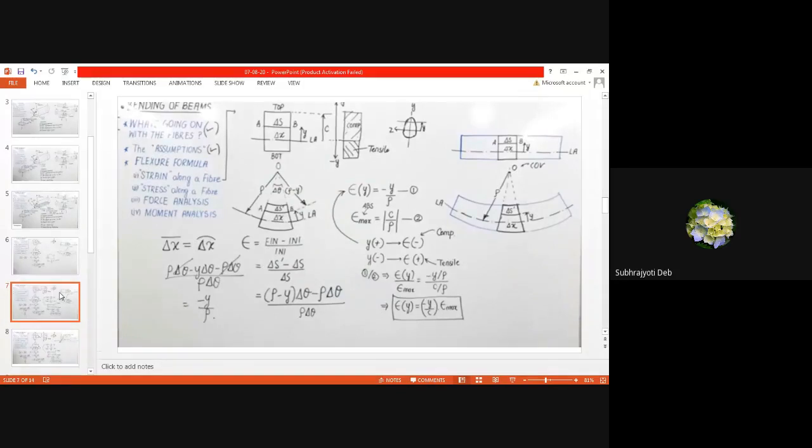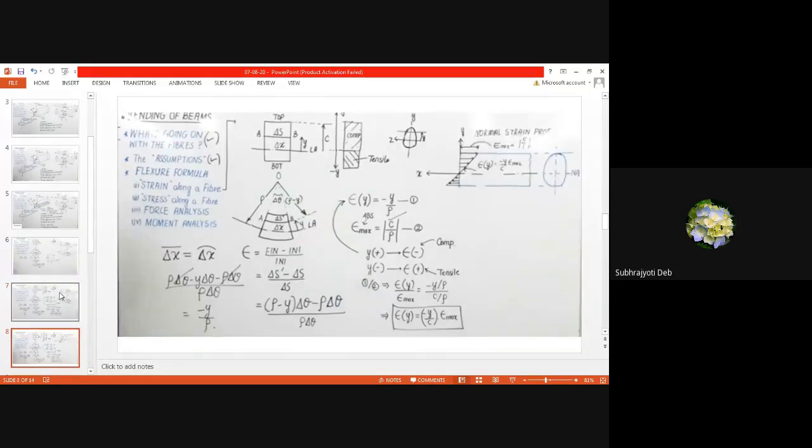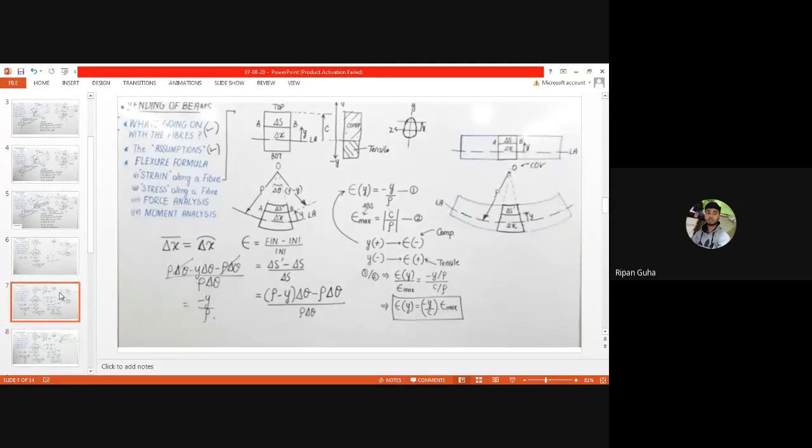Okay, so what is next? Negative positive, did not understand. How it will be negative, how it will be positive? Meaning how does y become positive or negative?